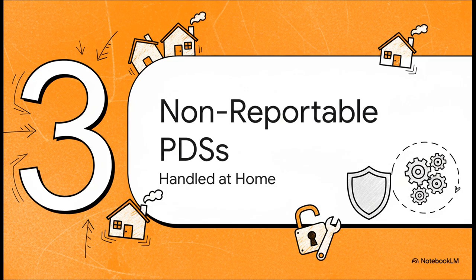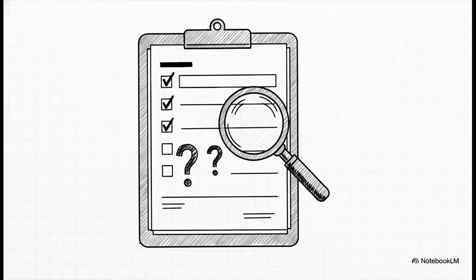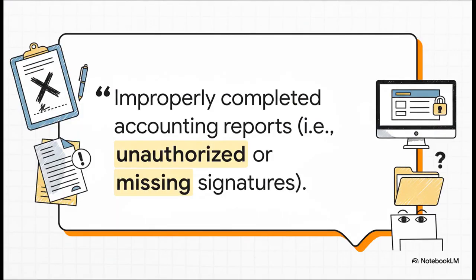So let's dive into the first type, the one you're going to see most often, non-reportable PDSs. These are the issues you handle at home, right there within your own command. Let's look at a classic example straight out of the EKMS SC publication, Incomplete Accounting Reports. Seriously, this one comes up a lot. So what are we talking about here? Well, it's pretty much what it sounds like. Maybe an inventory log is missing a signature. Or maybe the information for a piece of gear isn't filled out all the way. It's a paperwork mistake, yeah, but it's one that could have real security consequences down the line.